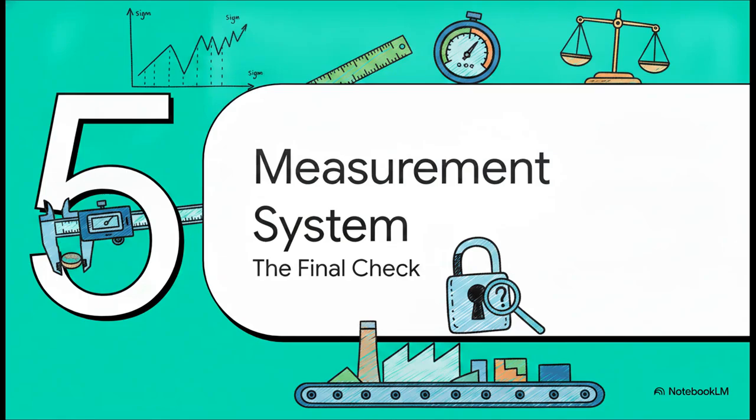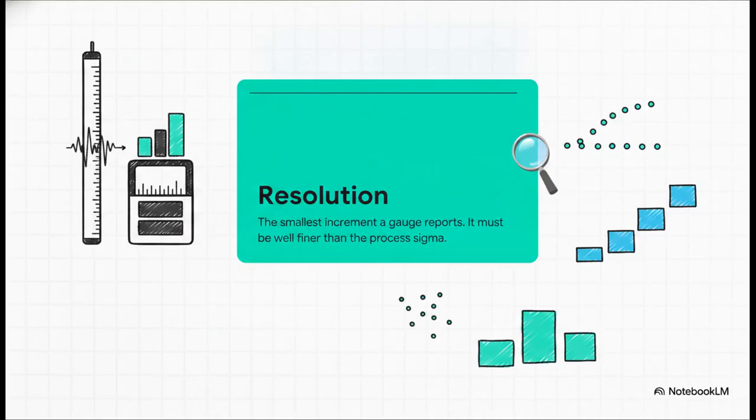And finally, Section 5, Trusting the Measurement System, our final and maybe most important check. Here's the thing. All of these statistics we just talked about, the mean, the spread, those 3 sigma limits, they all rely on one massive assumption. The hard truth is you can never, ever control a process through a gauge you haven't qualified. First up, we have to look at resolution. This is simply the smallest increment your gauge can actually report.